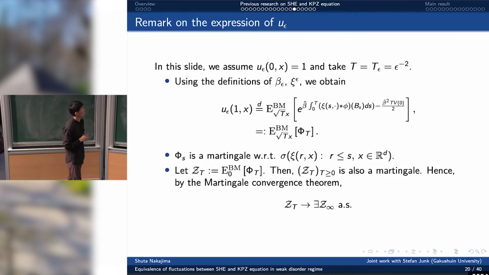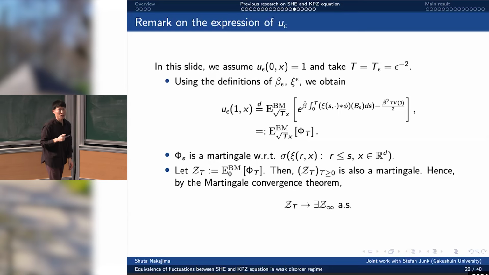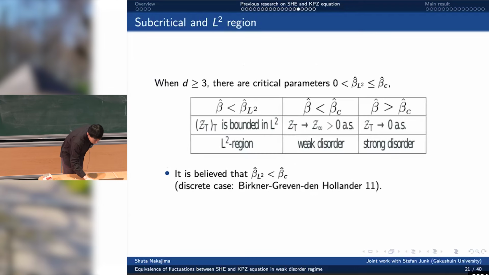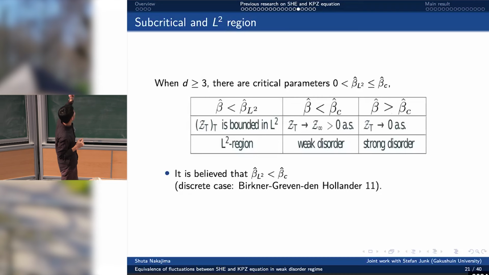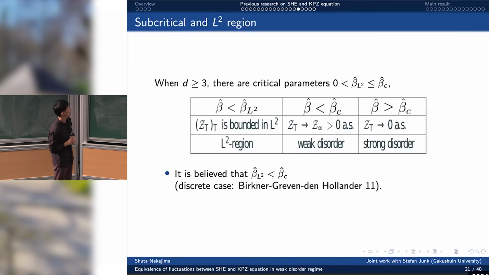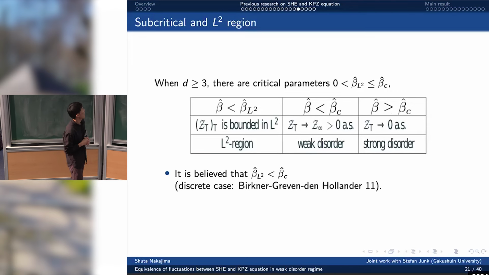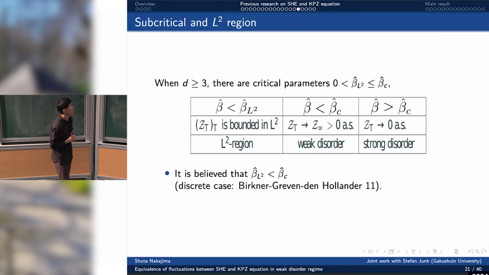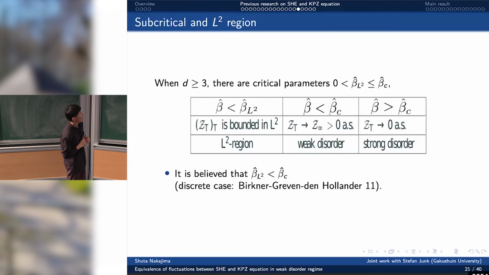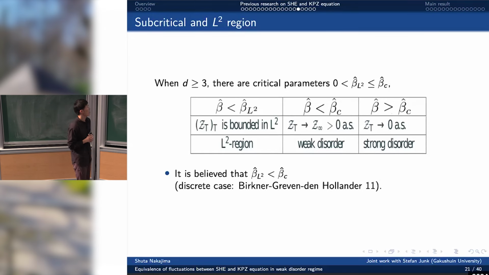And if you apply the martingale convergence theorem, you know that Z_t, which is an expectation of phi t, converges to some random variable. And using the limit, you can define a weak disorder regime. So there are two parameters, beta L2 and beta c, such that if beta hat is less than beta L2, then Z_t, the previous partition function of the continuum polymer models, is L2 bounded. And if beta hat is less than beta c, then the limit is almost surely positive. And if beta hat is larger than beta c, then Z_t converges to zero. The second regime is called weak disorder, and the last one is called strong disorder.